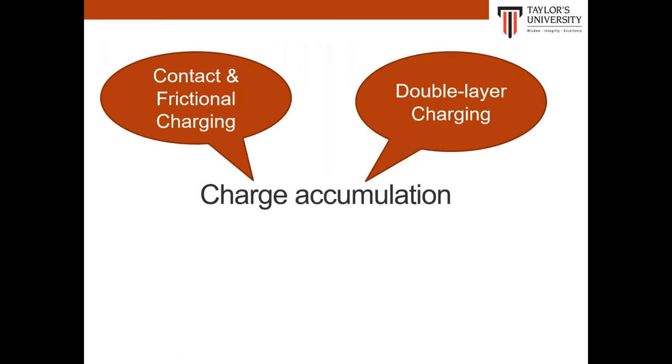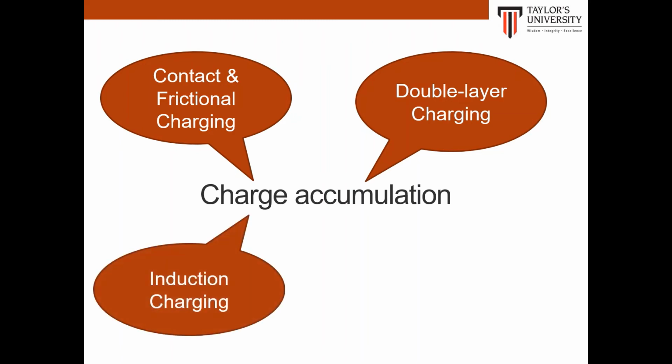Second is what we call double layer charging. The charge separation occurs on a microscopic scale in the liquid at any interface, meaning solid-liquid, gas-liquid, or liquid-liquid interface. As the liquid flows, it carries a charge and it leaves a charge of opposite sign on the other surface, for example, a pipe wall.